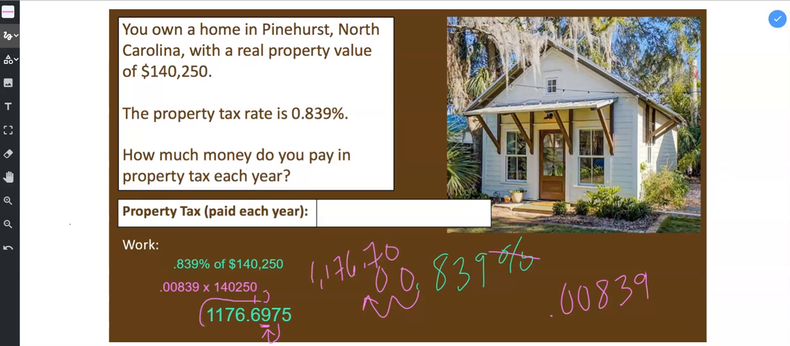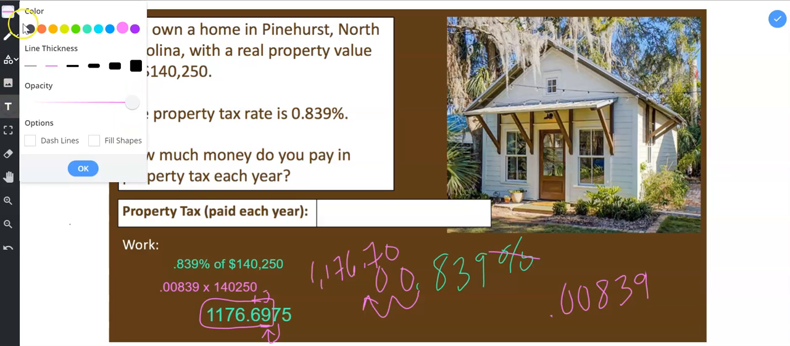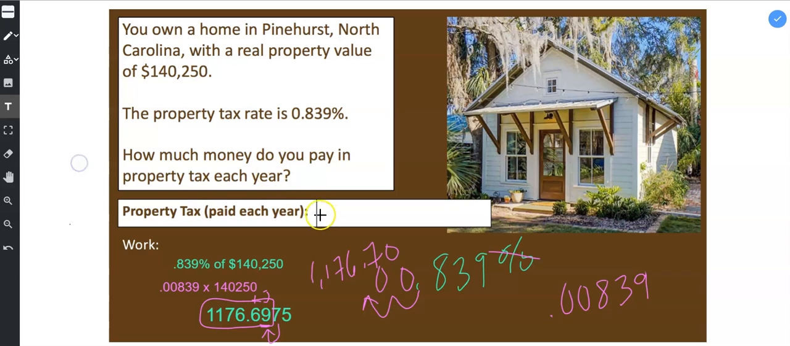$1,176.70. Think about it this way. It goes up just 1 cent, so 69 cents goes up by 1 cent to 70 cents. So I'll go ahead and type that amount. So it's $1,176.70.